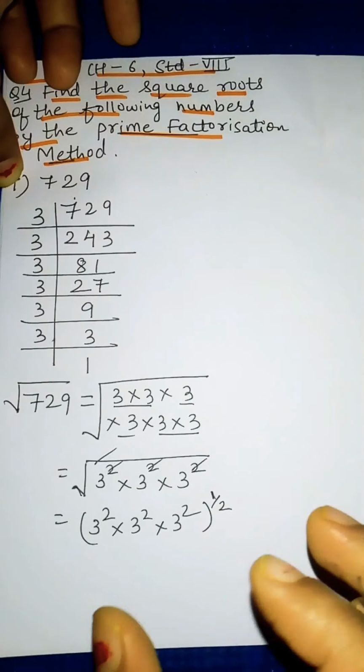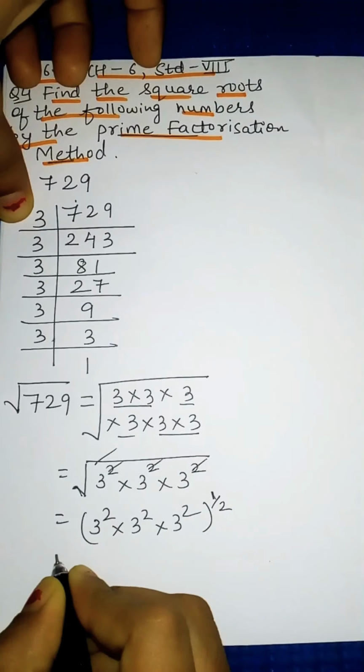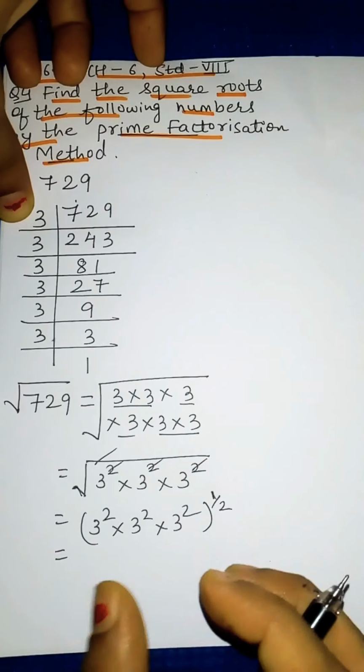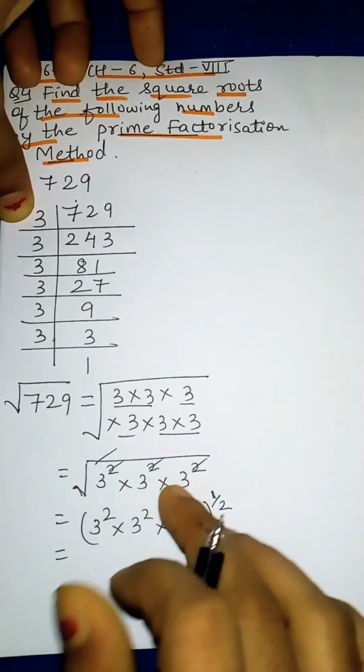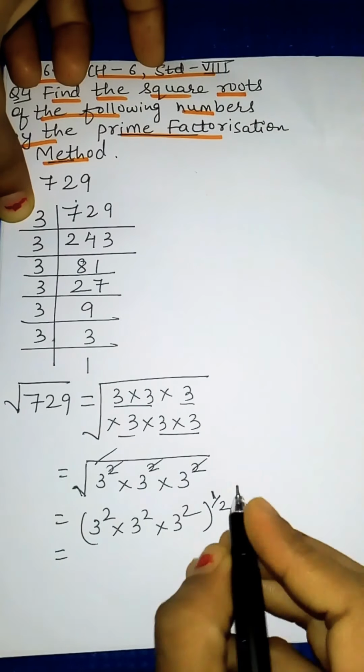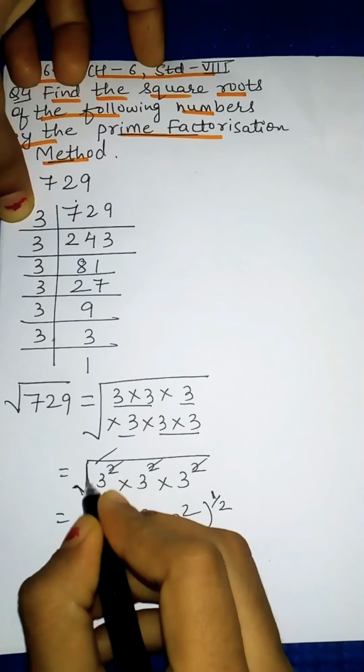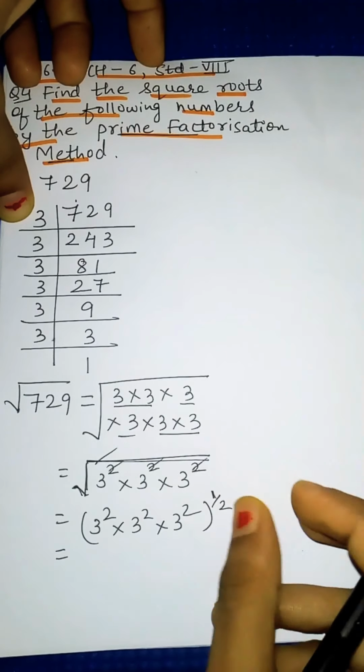Okay, I hope you understood this step. Or if you wish I will show you the calculation, but it is not needed. You can pair up and take a single 3 from that. So as I told you, this root means half. This is the value of root.